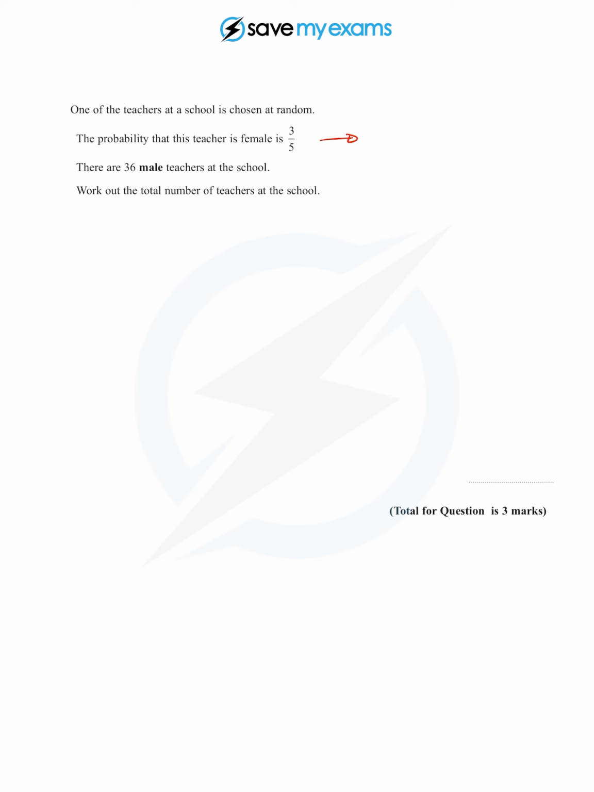If the probability of female is 3/5, the probability of male will be 2/5. Okay, so let's work with that. The probability of a male teacher is 2/5, and that's also equal to 36 out of the total number of teachers. So all we have to do is work out the total.